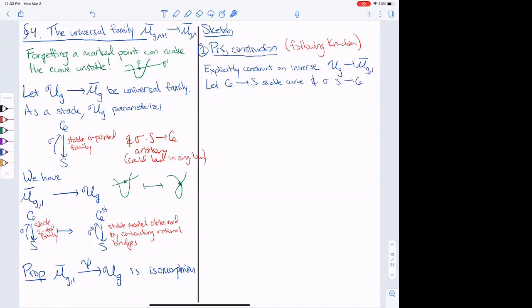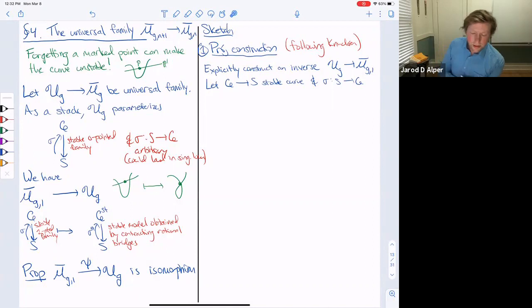Yes. What is the definition of universal family? Oh, okay. The definition of a universal family is that any other family. Let me write it down here, just because I need this space here.